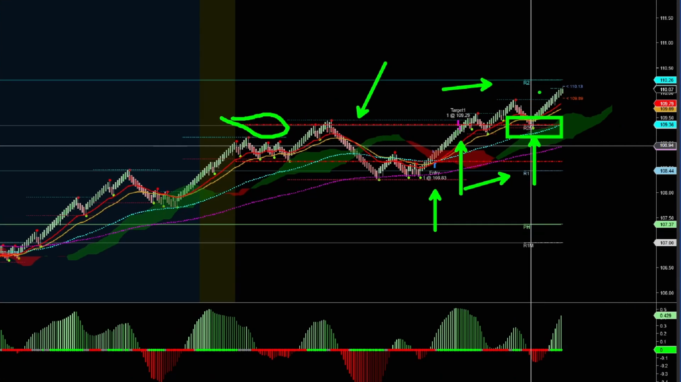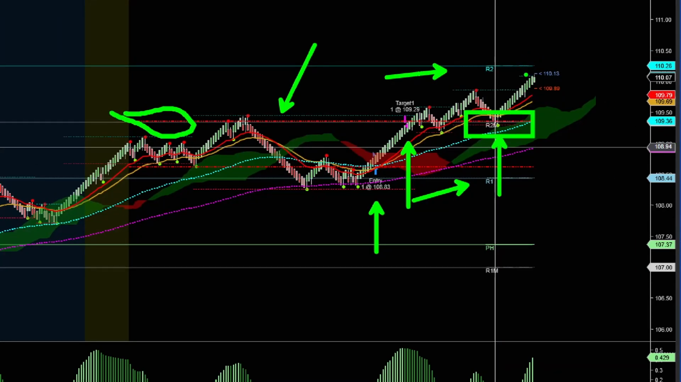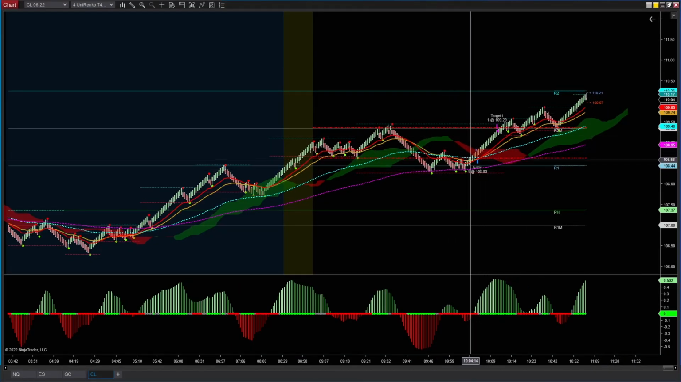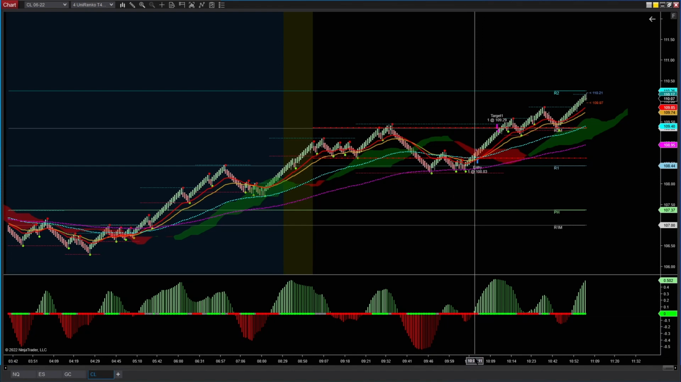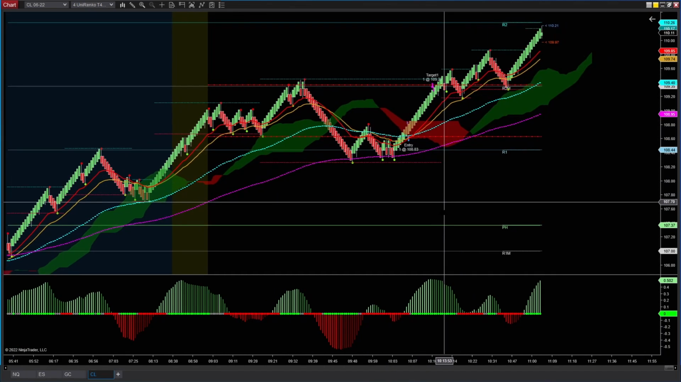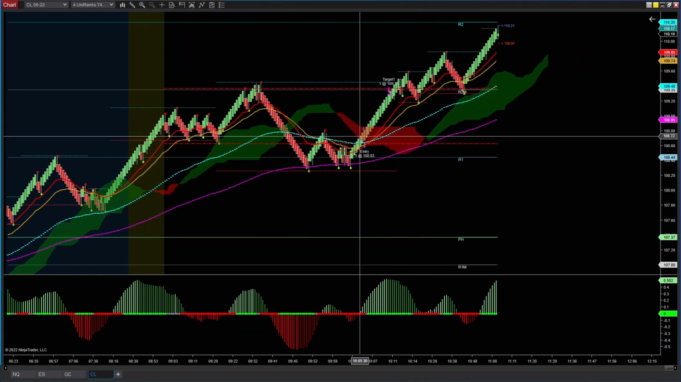Now it seems that Crude wants to go right there to R2 in the short term. Okay, so let's explain the trade and what it triggered, why it triggered the trade.